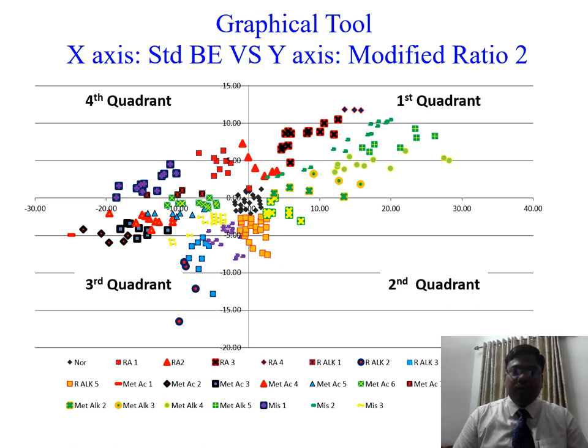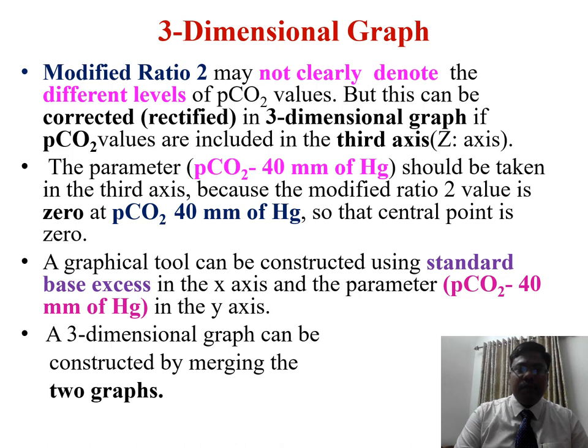So if you plot all the cases, all the acid-base disorders can be easily plotted. If it's toward the x-axis, the positive side of the x-axis denotes metabolic alkalosis. If it's towards the negative side of the x-axis, it denotes metabolic acidosis. If it's towards the positive side of the y-axis, it denotes respiratory acidosis. And if it's towards the negative side of the y-axis, it denotes respiratory alkalosis. And in between, it denotes either compensations or mixed disorders.